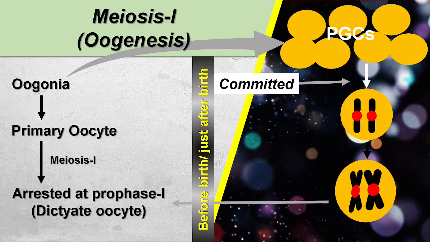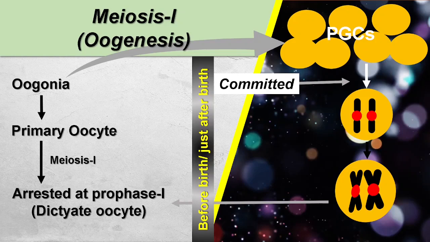So the oogonia are committed to undergo reduction division and they develop themselves to undergo meiosis 1 division. Now this stage is called the primary oocyte. The primary oocyte undergoes meiosis 1 division but does not complete it; it is arrested at prophase 1, and now the oocyte is called the dictyate oocyte. This is the arrested stage of the oocyte. So all the oogonia are converted to primary oocytes, enter into the first meiosis division but are arrested at prophase 1.